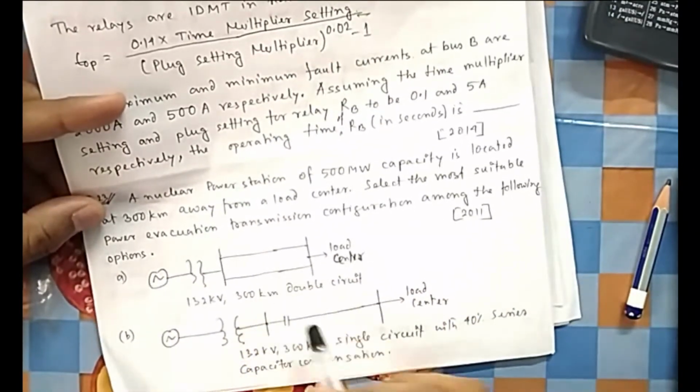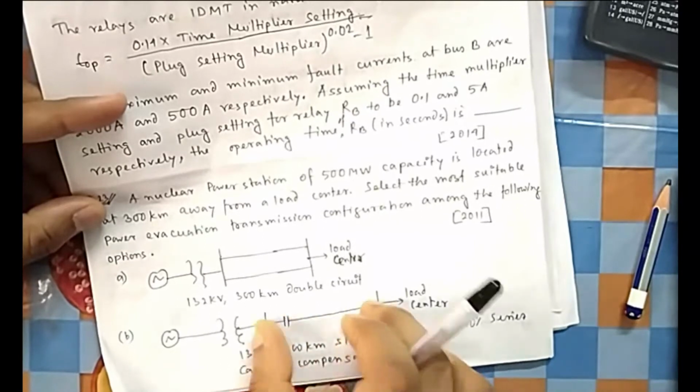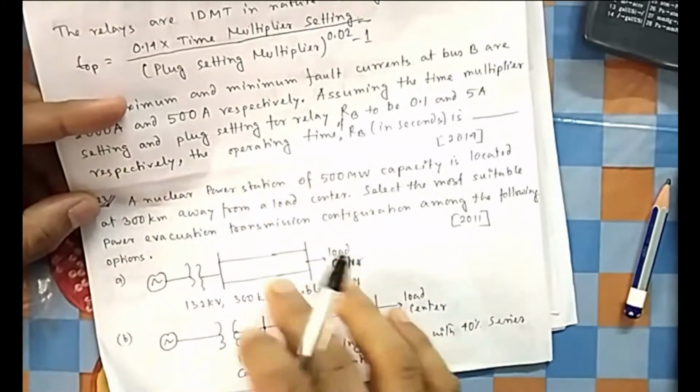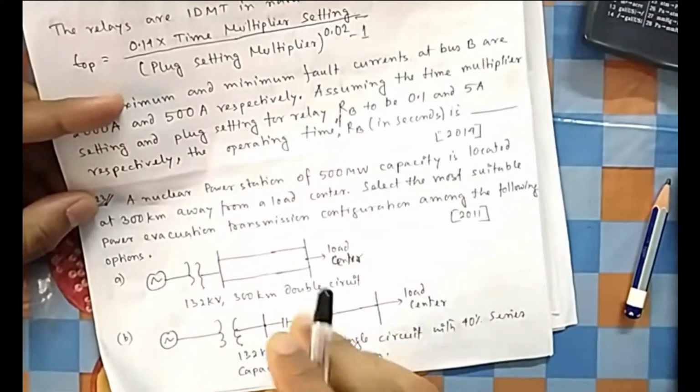If you take only one line and there is a fault, it is taken out, then immediately your station should be stopped, and it will take some time to restart. So for reliability purposes, we will give double circuit. That's okay. So double circuit is option A, and then option B.